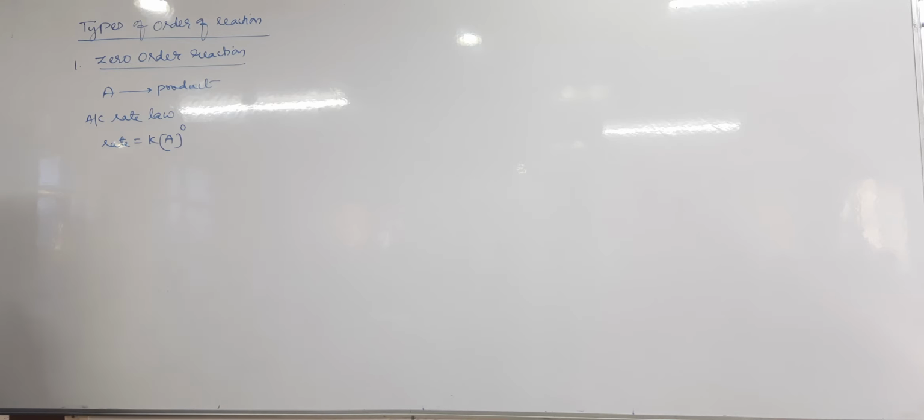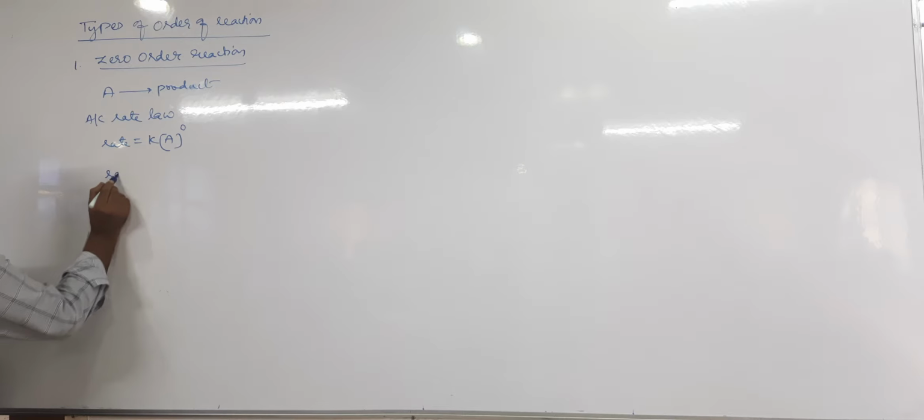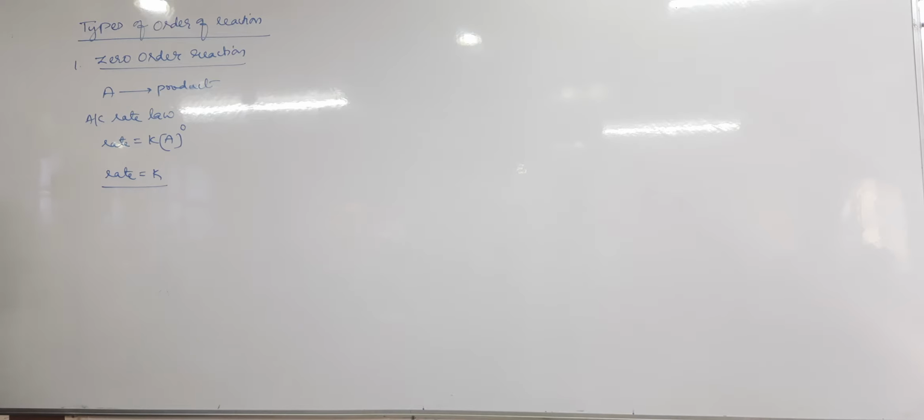For all zero order reactions, the power of the molar concentration of A is 0. Therefore, what is the rate equal to? K, the rate constant. Now define the zero order reaction. A zero order reaction is the reaction in which the rate of the chemical reaction is independent of the concentration of reactant. If rate is independent of the concentration of reactant, then such reactions are called zero order reaction. Okay, write down.